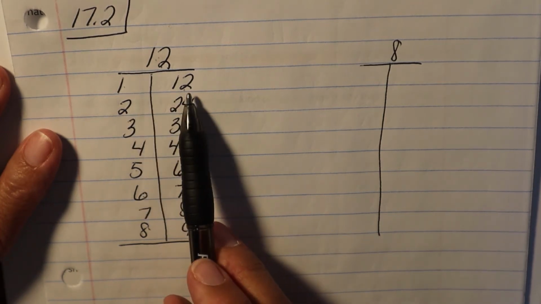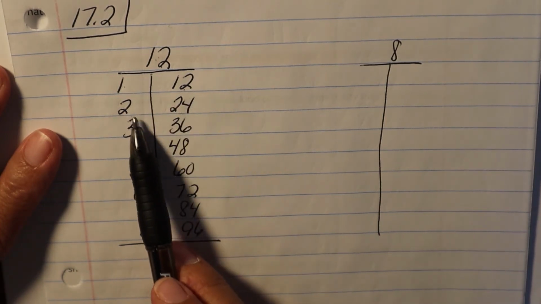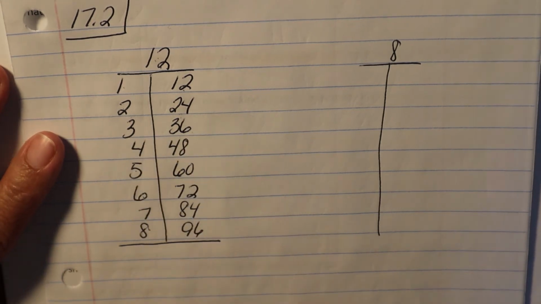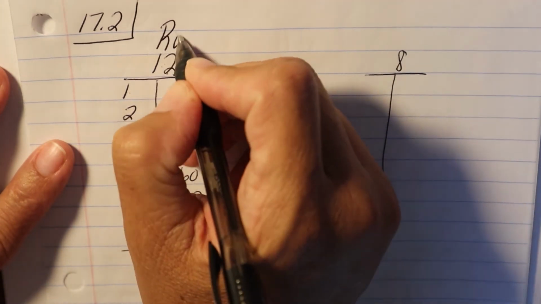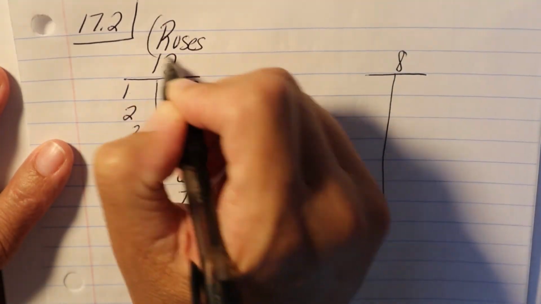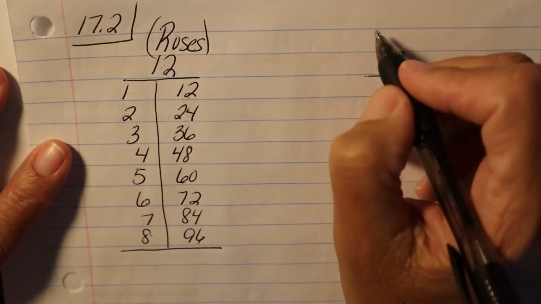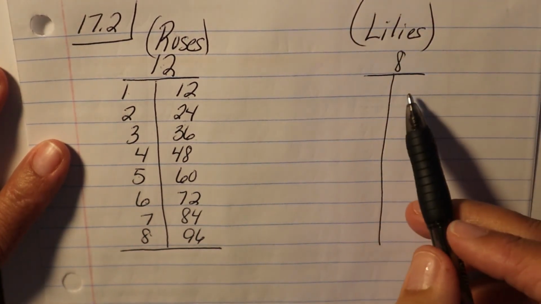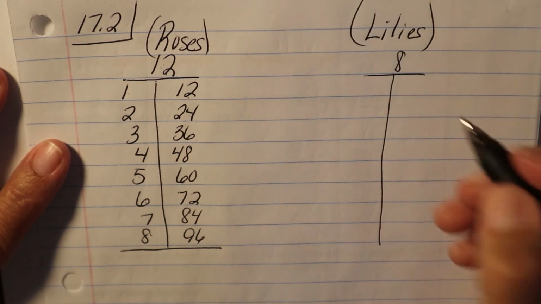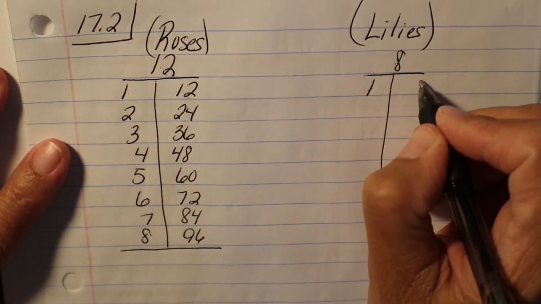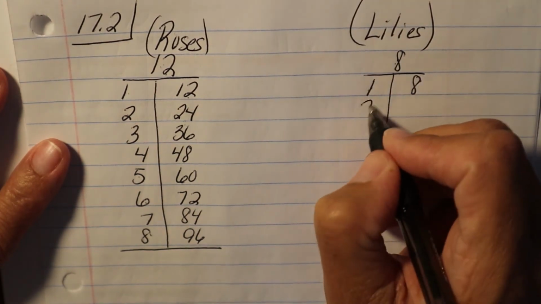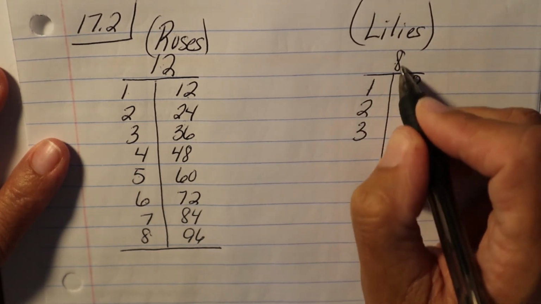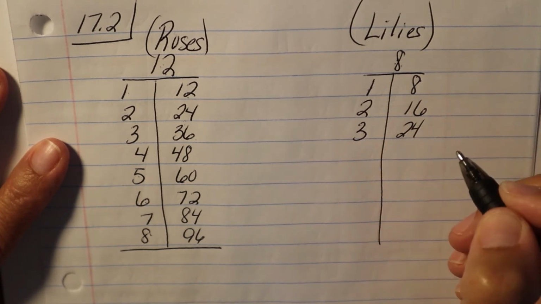So with 1 bunch, I have 12 flowers. 2 bunches, I'd have 24 roses. 3 bunches, I'd have 36. And again, these are the roses, so maybe I should write roses up on top. The next column is going to represent the lilies. For the lilies, I can only get 8 in a bunch. So 1 bunch, 1 times 8, gives me 8 lilies. 2 bunches gives me 16 lilies. 3 bunches, 3 times 8, gives me 24 lilies.